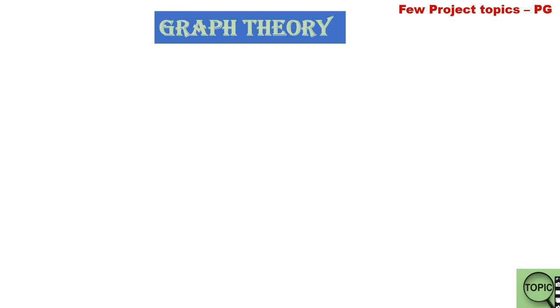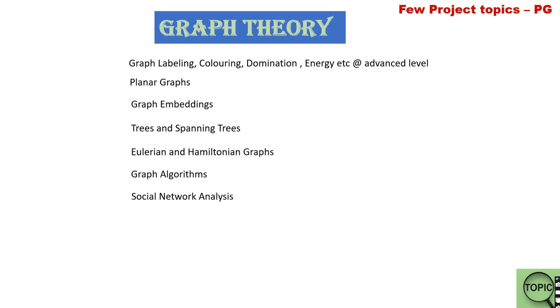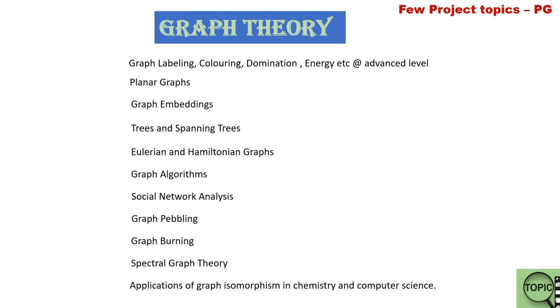In graph theory at PG level, you can again study graph labeling, coloring, domination, energy, etc. at an advanced level. Planar graphs can be studied, graph embeddings, trees and spanning trees, Eulerian and Hamiltonian graphs, graph algorithms, social network analysis, graph pebbling, graph burning, spectral graph theory, applications of graph isomorphism in chemistry and computer science.